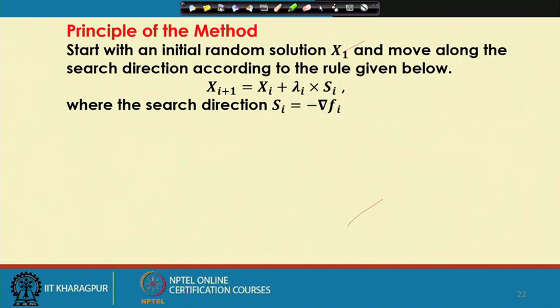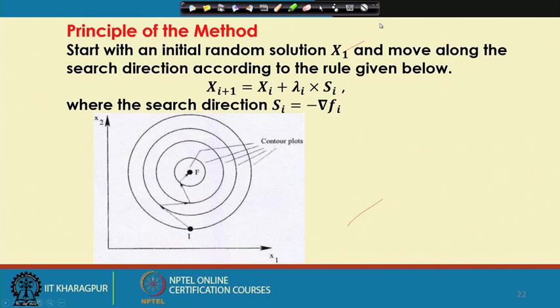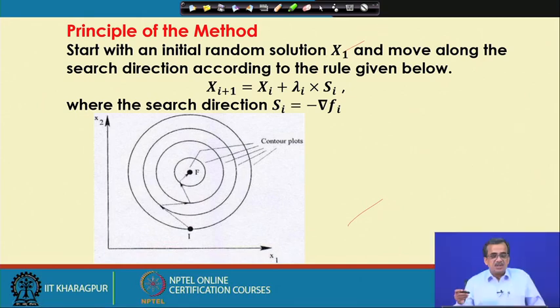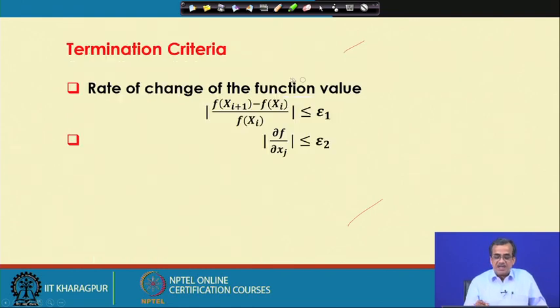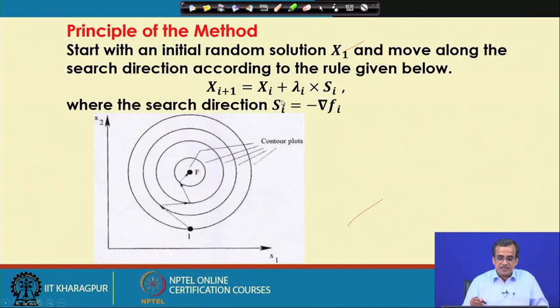Now, the principle of this method: we start with an initial solution x 1 and we move along the search direction according to the rule x i plus 1 is nothing but x i plus lambda i multiplied by S i. So, S i indicates the search direction, and that is nothing but minus delta f i, that is, opposite to the gradient, and lambda i is the step length, and this is the rule for updating.